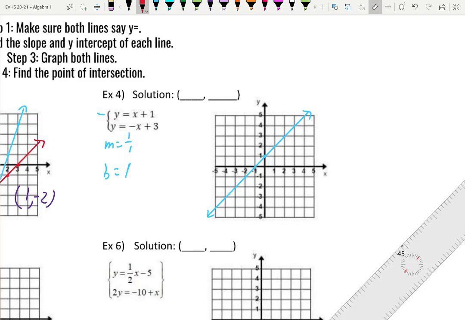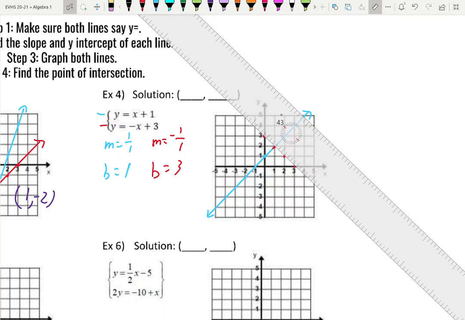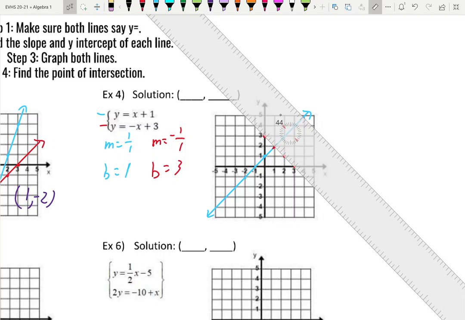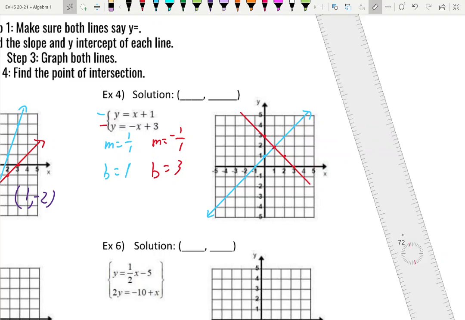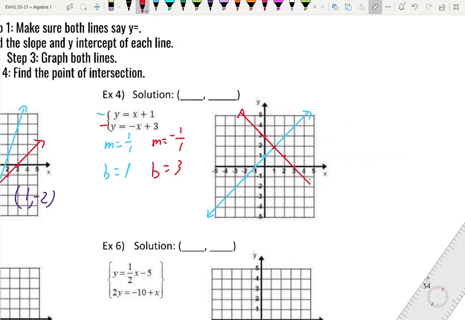And now for my bottom line, I'm going to do it in red. Slope here is -1, so it's -1/1, and the y-intercept is 3. So y-intercept of 3, go down 1, run 1, down 1, run 1, down 1, run 1. Make sure you're always thinking about what the slope would say, and that this one is going to be falling because it's a nice negative. And the place where they intersect is right here at (1, 2).